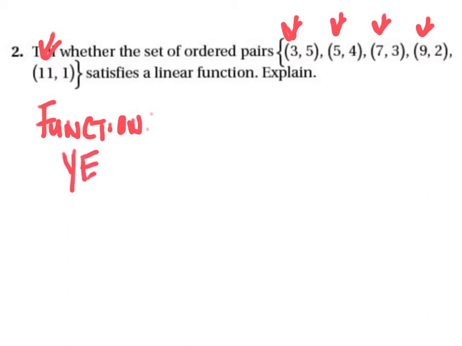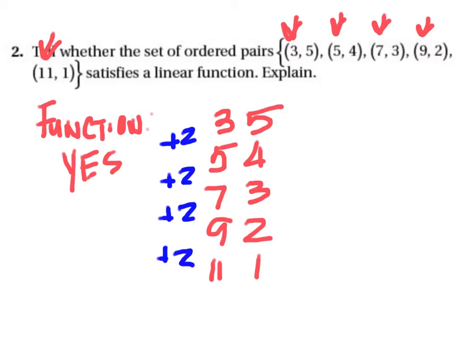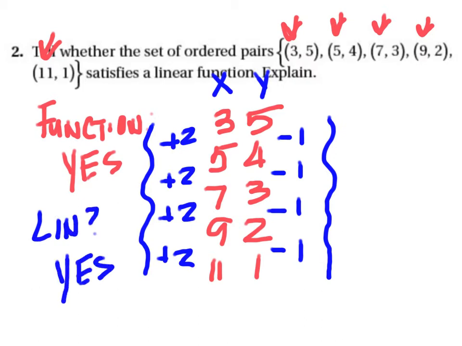So function, yes. If you put these in terms of a table, such as (3, 5), (5, 4), (7, 3), (9, 2), (11, 1), and look at the change each time, you're going up by 2, up by 2, up by 2, and up by 2. And that's on the x's. For the y's, you're going down 1, down 1, down 1, and down 1. If your change here is consistent each time, as well as this change being consistent each time, then it would also be linear. So is it a linear function? The answer is yes.